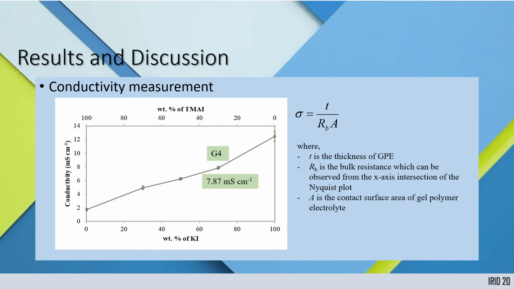Here is the conductivity versus weight percentage of KI and TMAI salts. From the graph, you can see that the G1 sample has the lowest conductivity value, around 2 millisiemens per centimeter. However, after we increase the amount of KI salt in the system, the conductivity increases up to 7.87 millisiemens per centimeter, shown by G4. This means that the potassium iodide salt contains a small cation, which increases the conductivity value.